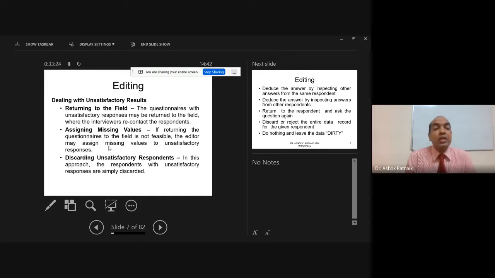So how can you handle that? One way is you can return to the field, and you can also assign missing values, which I told you, minimum, maximum, or some kind of average you can write down there and fill that form. Otherwise, if you feel it is not at all possible to entirely fill that questionnaire, and it is very difficult to replace the values which the original respondent would have given, in that case you can discard that questionnaire and take the others which are completely filled up for your analysis.